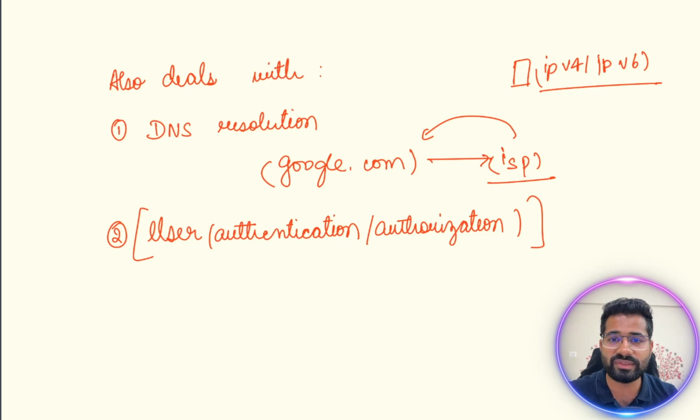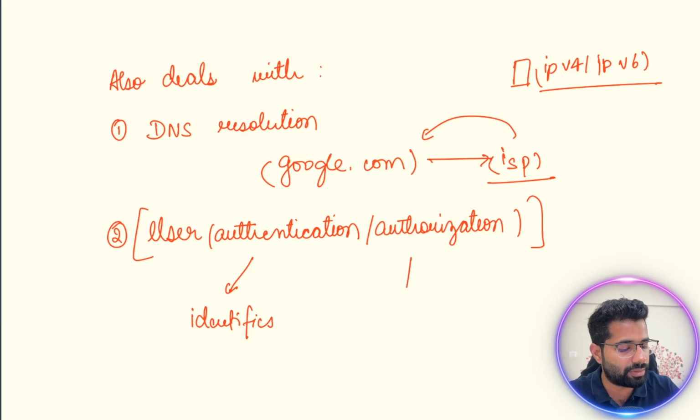Okay, so this whole process happens in the application layer. Now, user authentication and user authorization also happen in the application layer. So what is authentication? Authentication is where a user correctly identifies himself. Okay, and what is authorization? Authorization is a process when the user has already, let's say, authenticated.